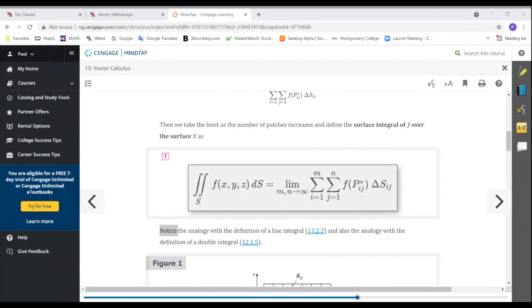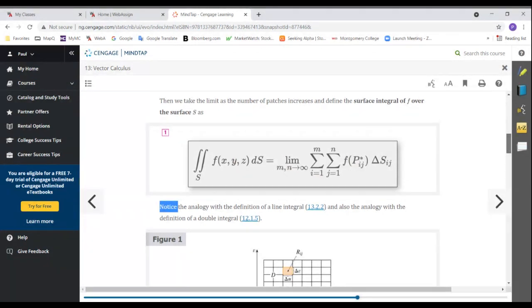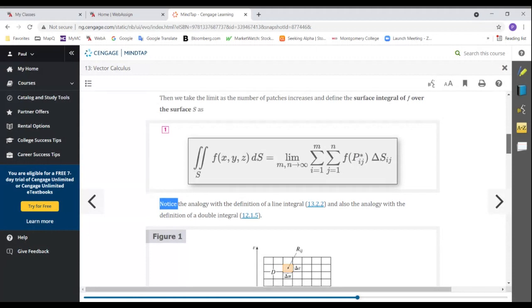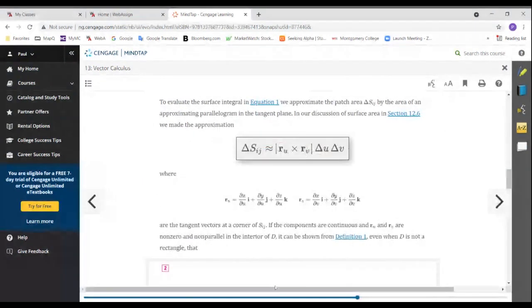But then how do we compute the surface integral? Well, we approximate the delta S sub ij, that's the surface area of the ijth patch. That area is approximately equal to the absolute value of the cross product of the two derivative vectors, r sub u and r sub v, multiplied by delta u delta v.